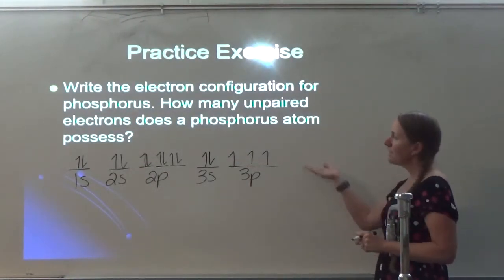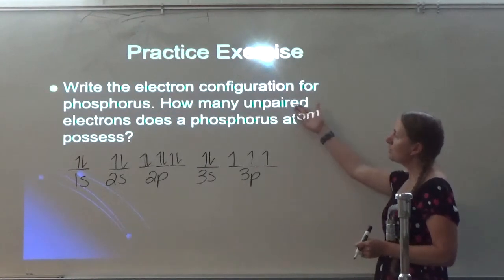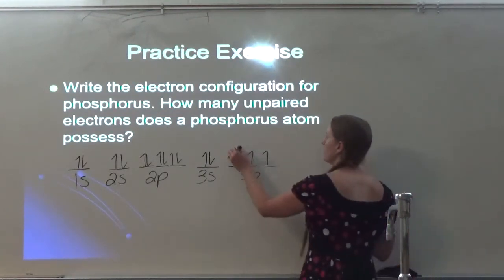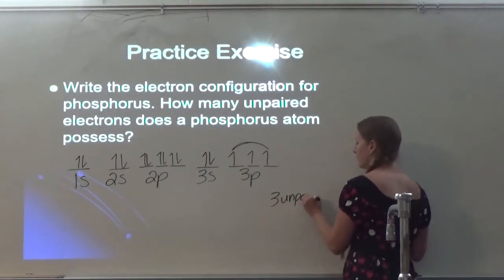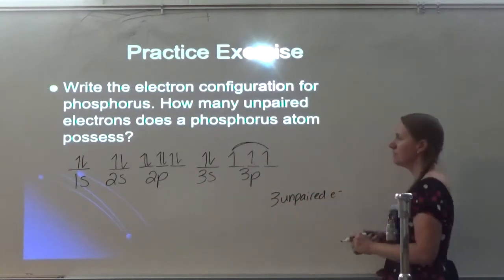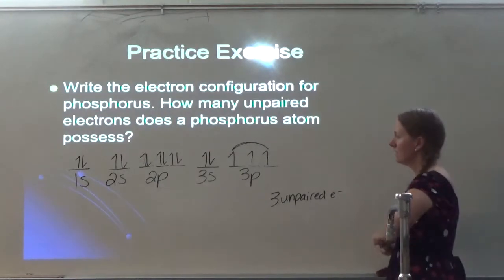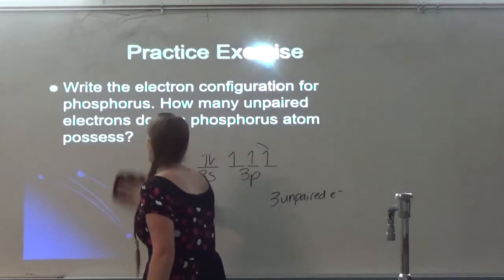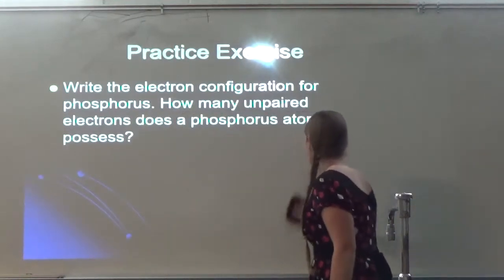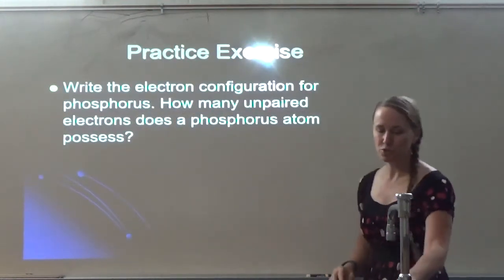All right, so there's my electron configuration, and then it says how many unpaired electrons. Well, here's all my unpaired ones. I have 3 unpaired electrons. And that's all you have to do for that. Okay, 3 unpaired electrons. So y'all should be really good at these, because electron configuration is usually a lot of people's strong point.